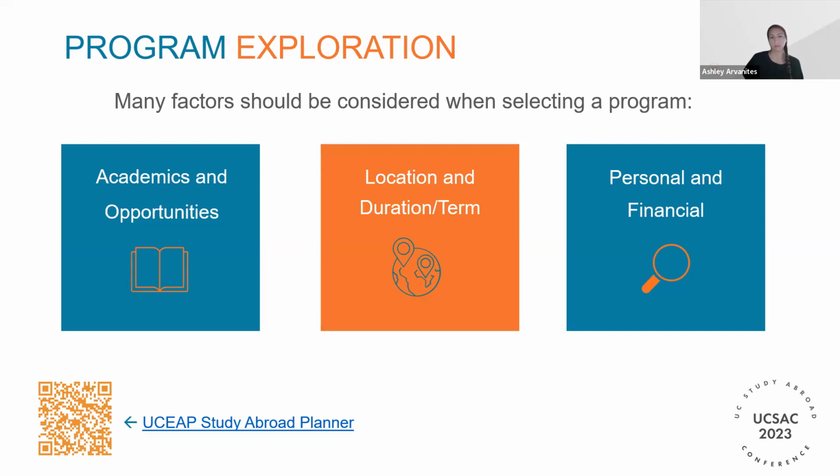Location and duration. Where do they want to study? Are there specific regions, countries, or cities they're interested in living in? How long do they want to be abroad for? Would a summer, quarter, semester, or year-long program be best? When are some possible times to go abroad? Personal and financial. Do they have any special financial, health, or other personal preferences to consider?